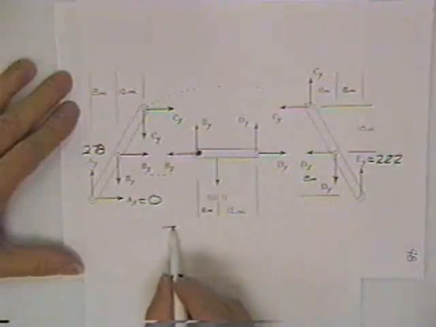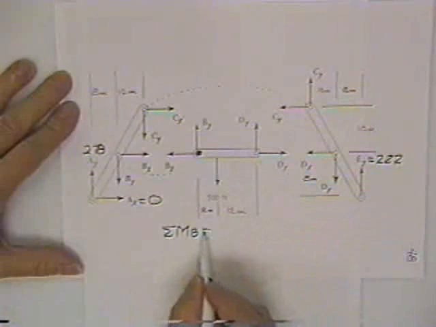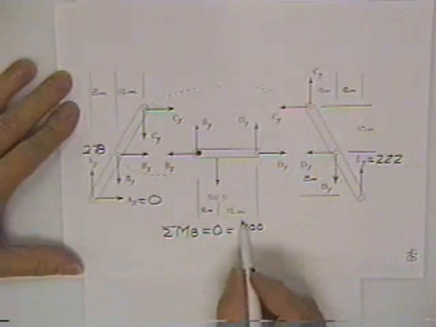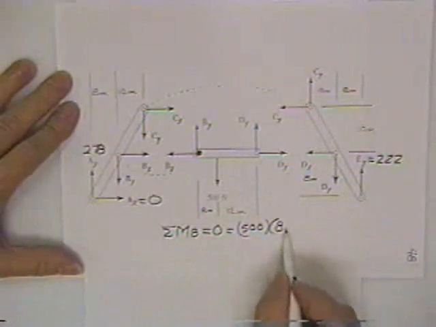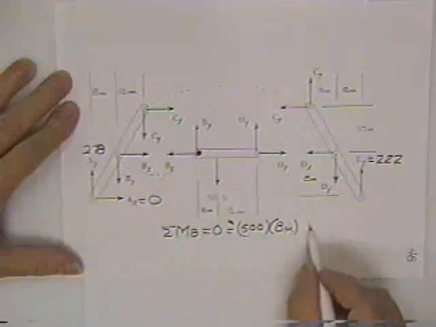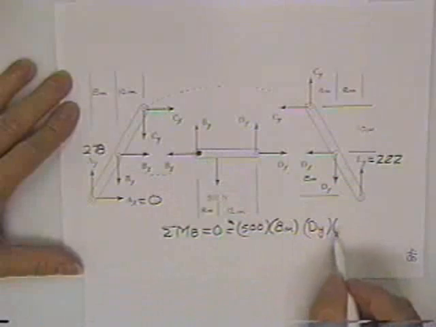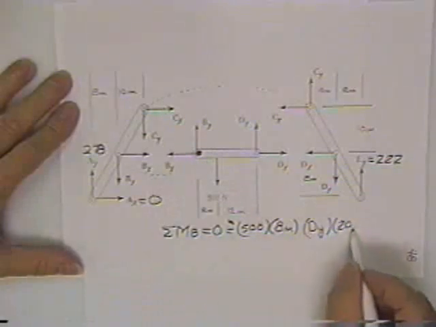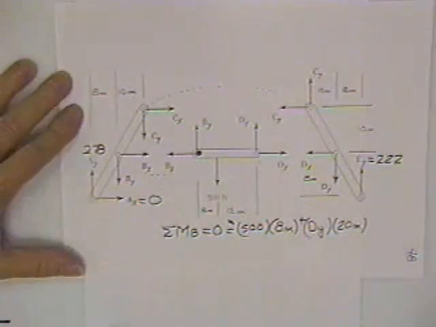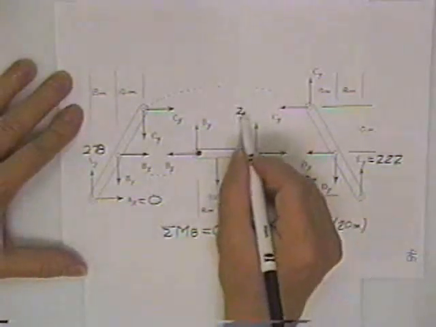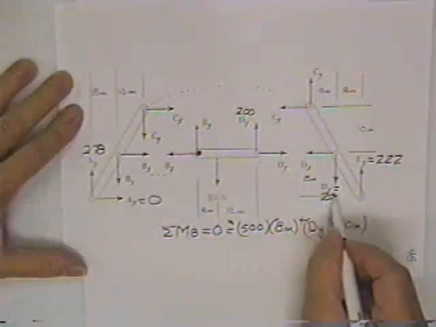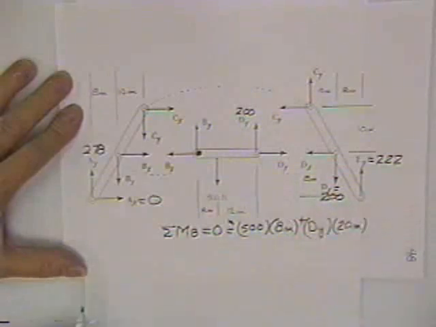Your equation reads, sum of moments about point B equals 0 equals. There's a 500 Newton force. It has an 8 meter moment arm. It has a negative tendency to roll. There's Dy. It has a 20 meter moment arm. It is positive. Solve for Dy: 200. So we put 200 once, and we put 200 twice. Put it on that free body as soon as you find it.